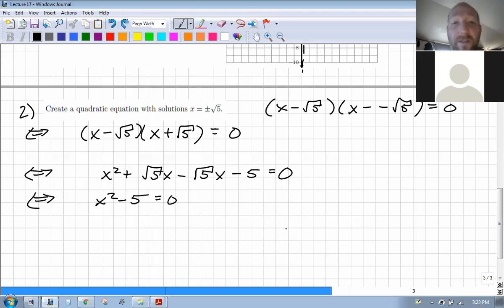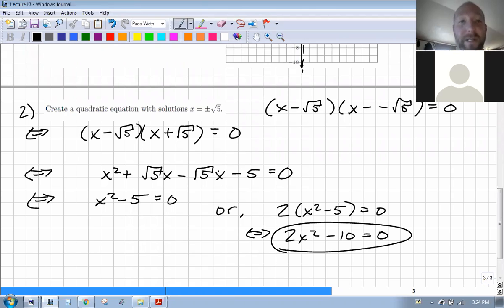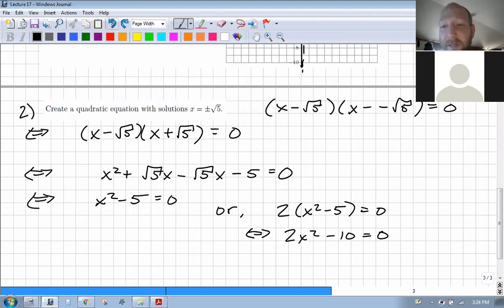There's other possibilities. What if I did this? Or, see, this would be 2x squared minus 10 equals 0, right? This is a different quadratic equation, but it has the exact same solutions as this one. I just multiplied everything through by 2. So this is your simplest answer. Any questions about this one?